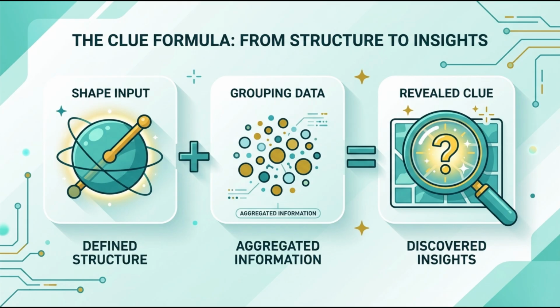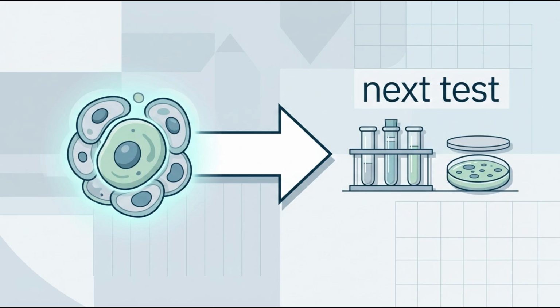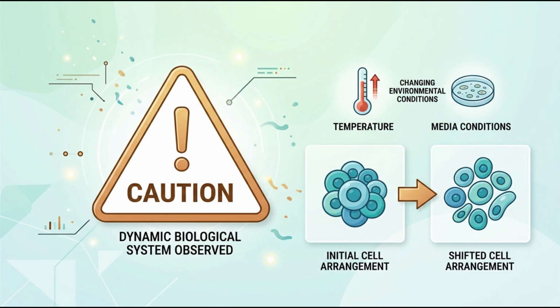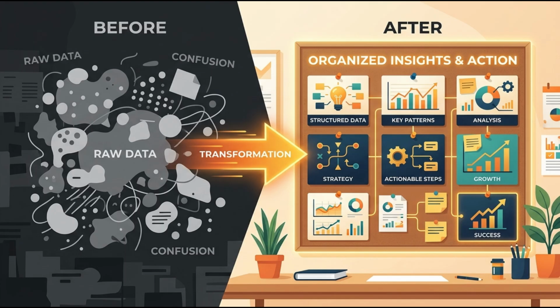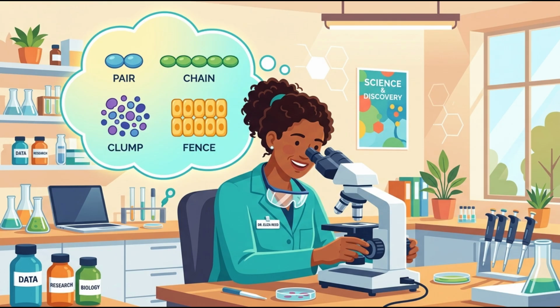Shape plus grouping equals your very first identification clue. It points you toward the right test before anything else. One catch: these patterns can shift as cells grow, so treat them as strong hints, never final proof. You just turn blobs and dots into real evidence. Next time at the microscope, you'll spot whole stories.